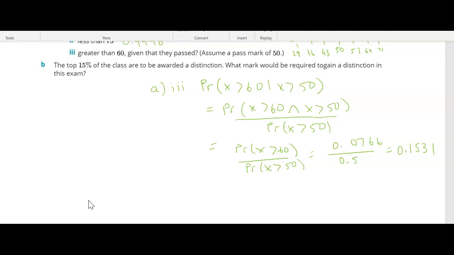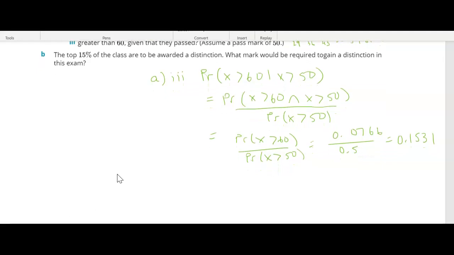All right, part B, the top 15% of the class are to be awarded a distinction. So this time we want the probability that x, top 15%, so greater than some value, is equal to 0.15. So just changing that 15% into a decimal. If you're not sure how to do that, just move your decimal place 2 spots, or it's the same as 15 over 100. All right, so 0.15.